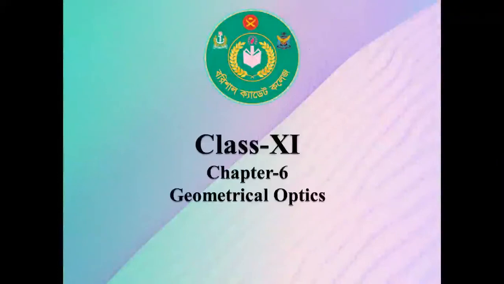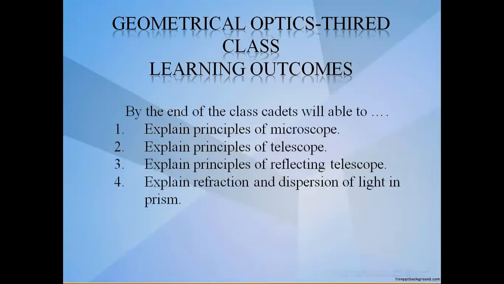Today I discuss chapter number 6, that is geometrical optics. The learning outcomes of today's class are, after the end of today's class, you must be able to: number 1, explain the principle of microscope. Number 2, explain the principle of telescope. Number 3, explain the principle of reflection telescope. And number 4, the last one, explain refraction and dispersion of light in a prism.